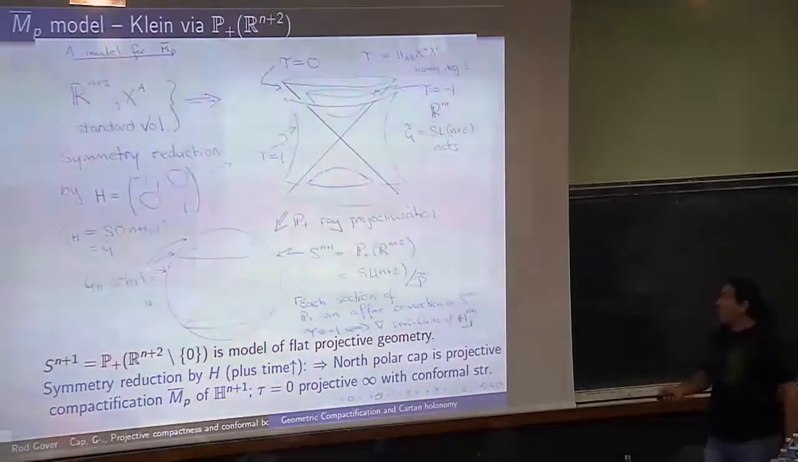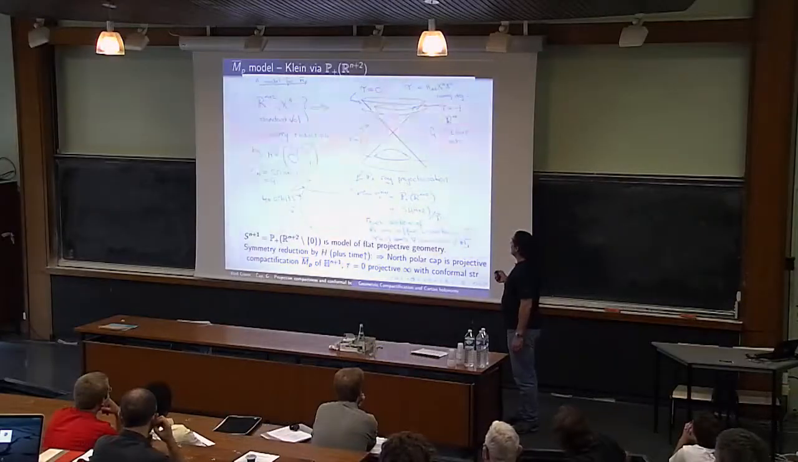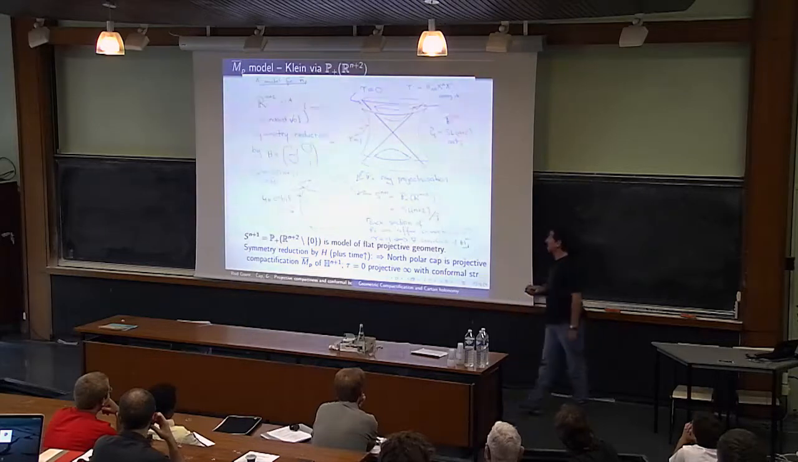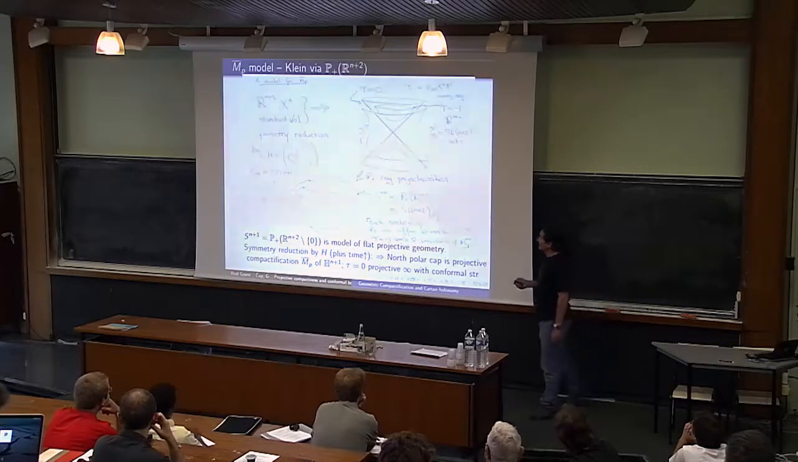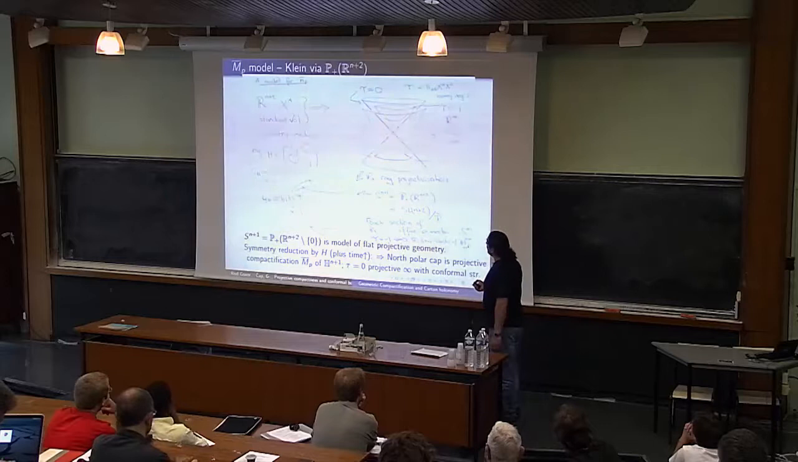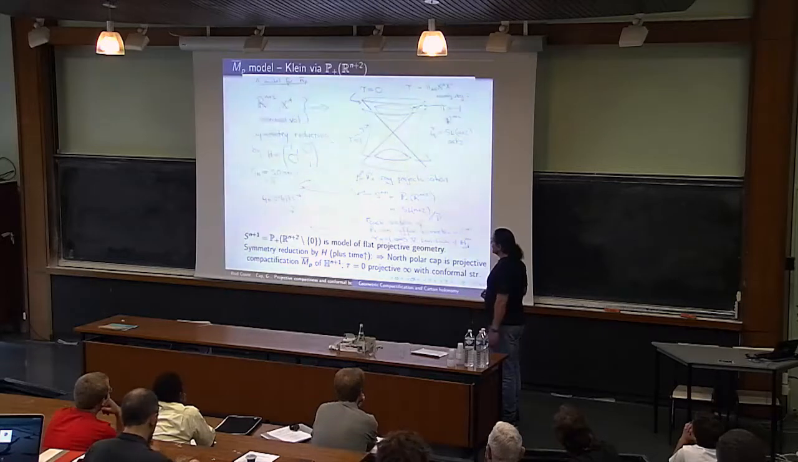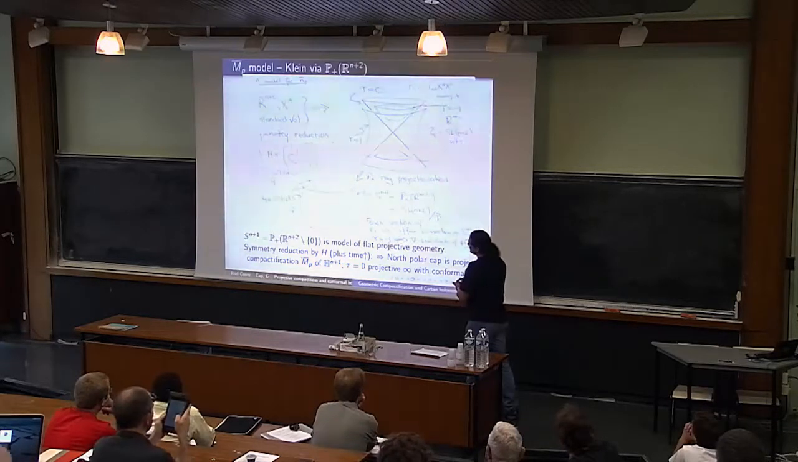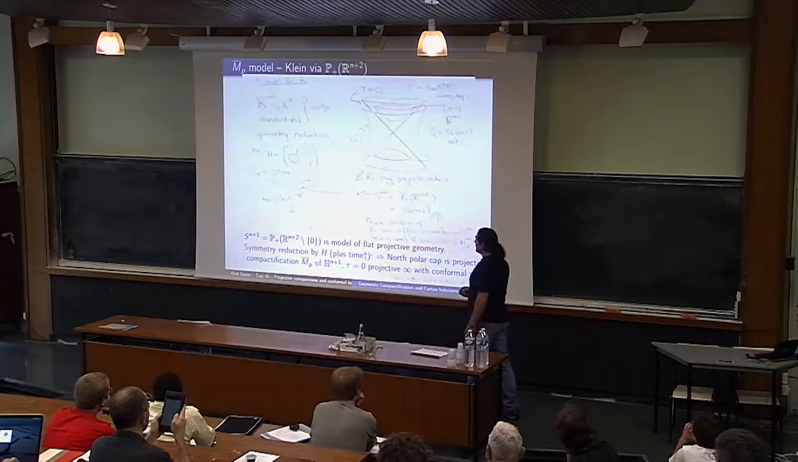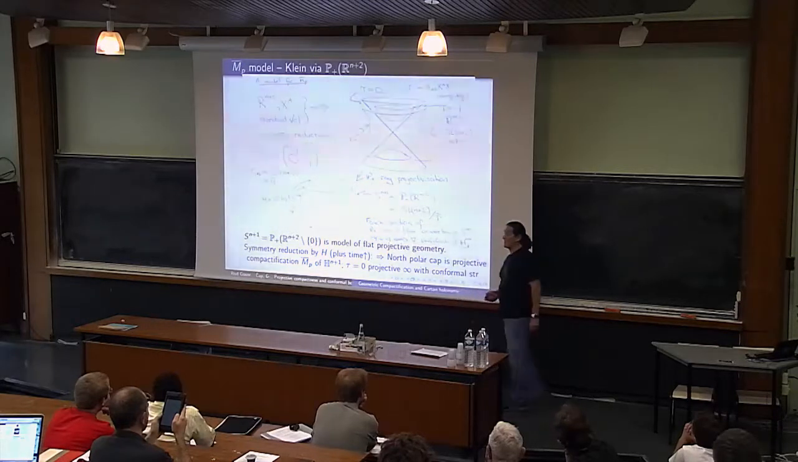Okay, now projectivize it again. Ray projectivize R^(n+2). What do you get? Well, you get a sphere again. Okay, so here it is, I've projectivized R^(n+2). And SL(n+2) acts on that because it acted on R^(n+2). So this is now the model for flat projective geometry.